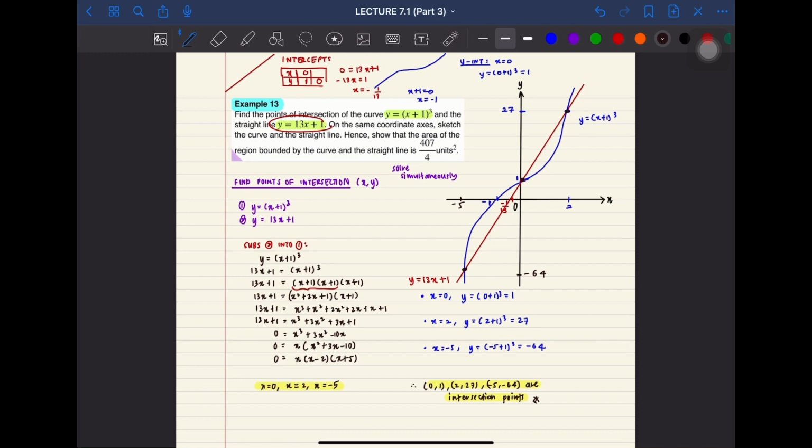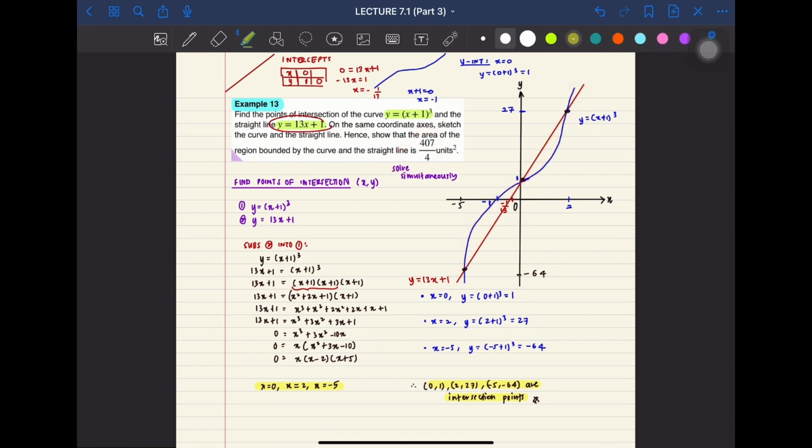Okay, so bila dah lukis macam ni, dah settle second part of the question. Now you continue with the question. Hence, show that the area of the region bounded by the curve and straight line is this one. So kita kena prove area bounded by the curve, which is yang biru tu, and the straight line which is yang merah tu adalah 407/4.